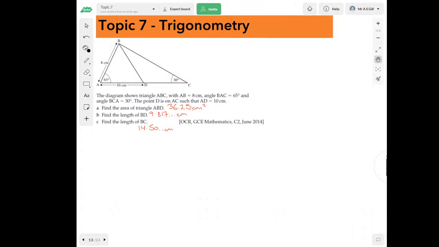So for parts A and B, I would just draw out this triangle ABD here. We can ignore point C for now because we don't need it. And then for part C, we don't need point D, so I would again draw out the triangle. This one, draw out triangle ABC.